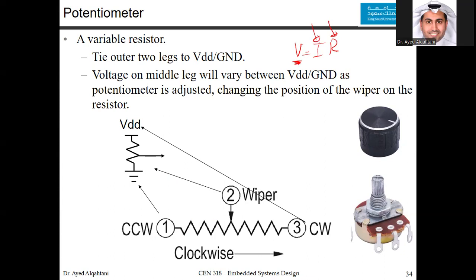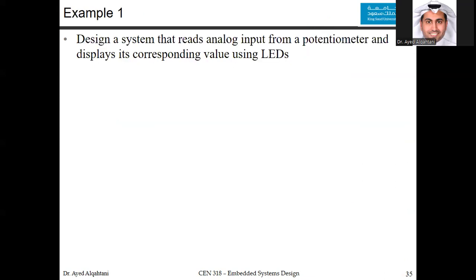And you can do the same with whatever parameters of the Ohm law that you are fixing. Now, in this example, you were asked to design a system that reads an analog input from the potentiometer and displays its corresponding value using the LEDs. That's it. Read it and display it.